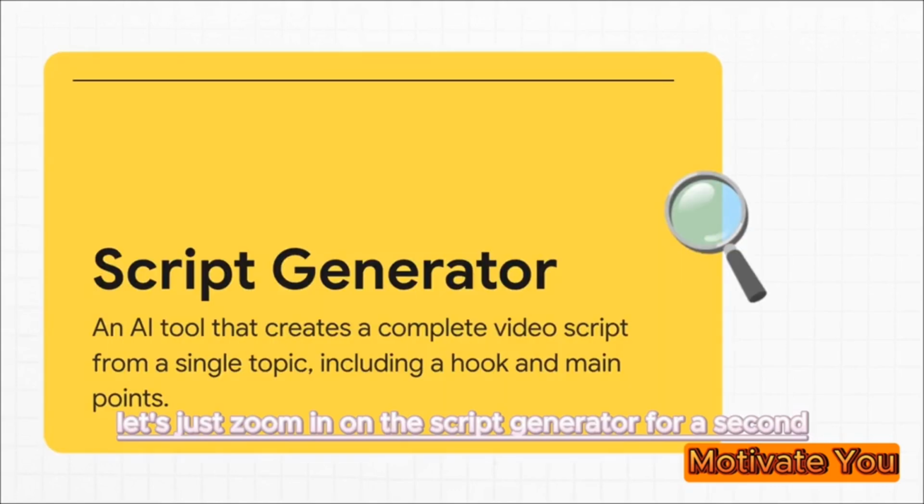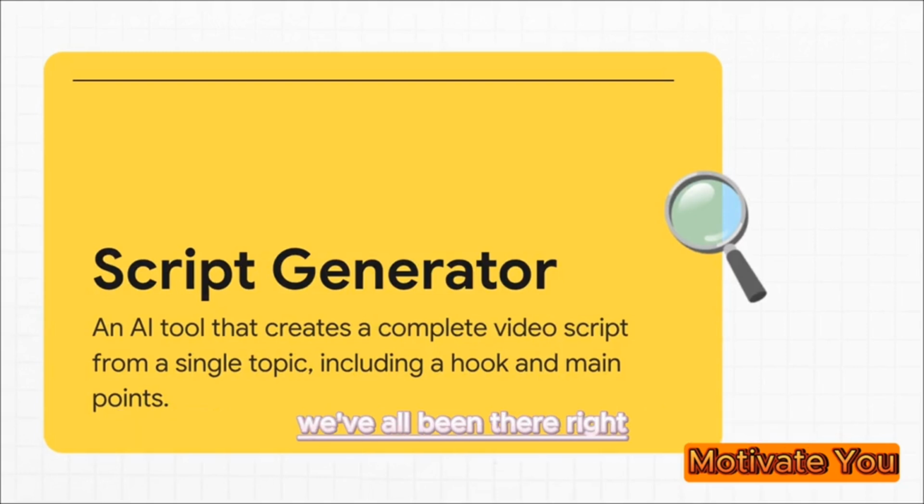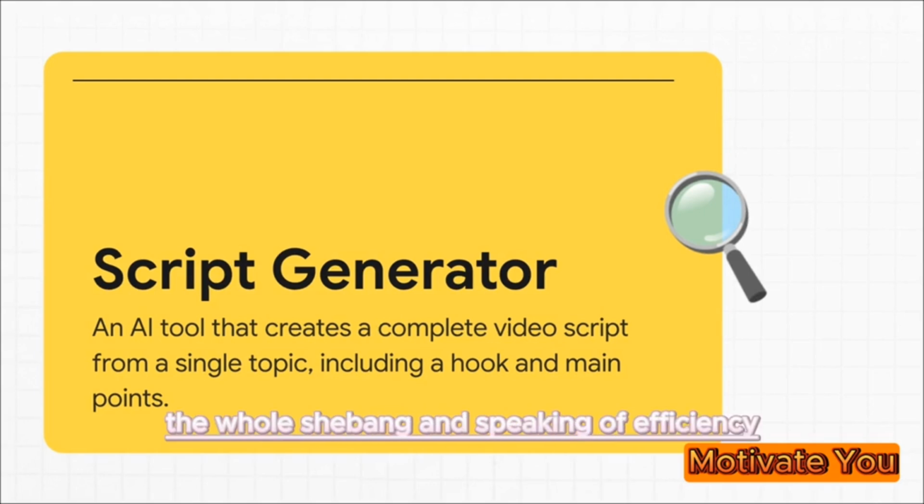Let's just zoom in on the script generator for a second. We've all been there, right? Staring at that blinking cursor with absolutely no ideas. Well, here you just give the AI a topic, maybe tell it you want it to be humorous and about 10 minutes long. It then spits out a full script. Hook, main points, outro, the whole shebang.